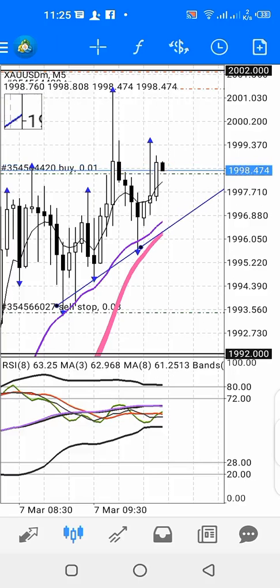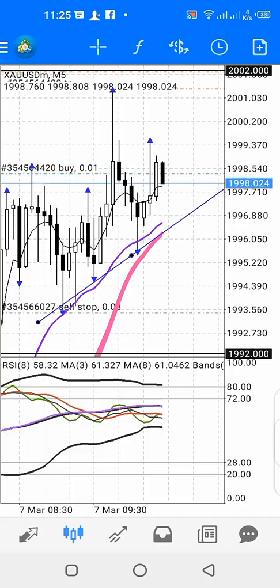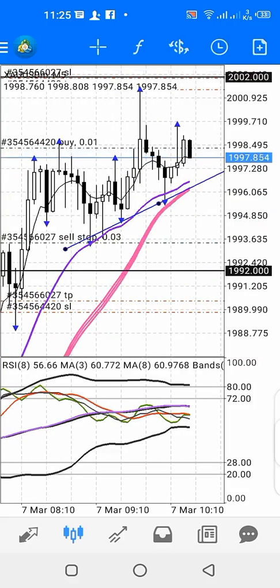Okay, below the pin bar, I can see an ascending trend line indicating that price will most likely go up. Price will most likely go up because of the ascending trend line.